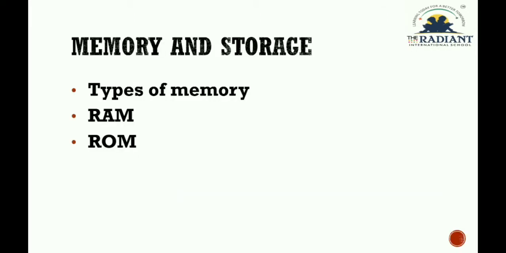Memory and storage. What we learned in the last video is that the memory of a computer is of two types, internal memory and external memory. Internal memory is divided into two parts, RAM and ROM, and external memory is divided into three parts: hard disk, CD DVD and flash disk. We already learned about RAM and ROM, which are part of internal memory.